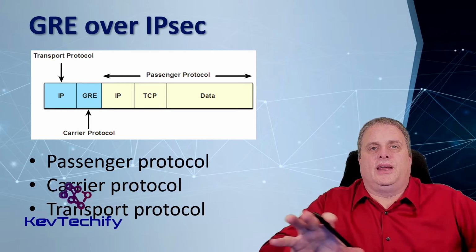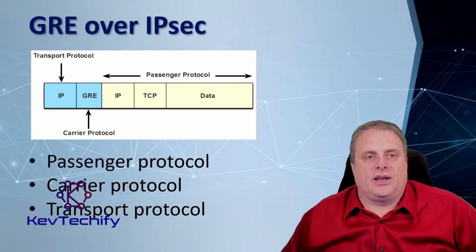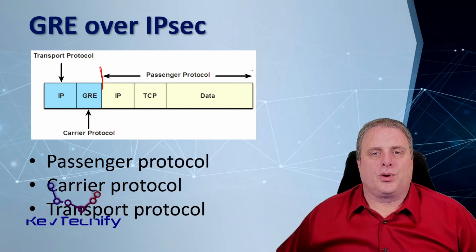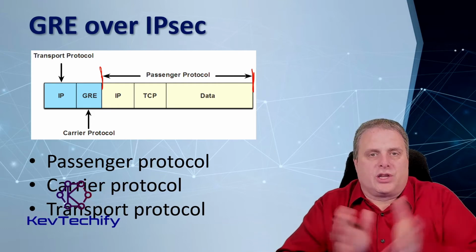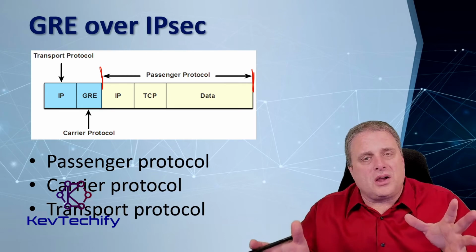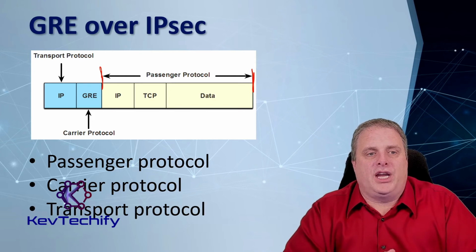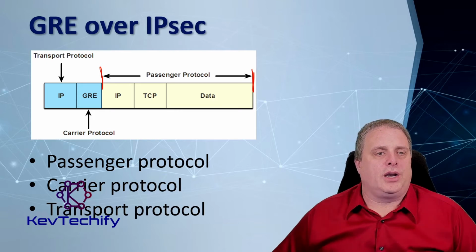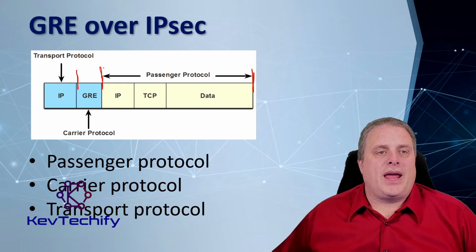When we actually look at the GRE over IPsec, we see that there's a couple sections to this information we're sending. The first one here is the passenger protocol. The passenger protocol, that's the original packet that we're going to encapsulate. Now, this could be IP version 4, IP version 6, a routing update, whatever we're sending across this connection, that's the original piece of information. Then we have the carrier protocol. This carrier protocol here for us is GRE. That's where we're going to encapsulate the passenger protocol. And so this passenger protocol now gets wrapped in with the GRE.